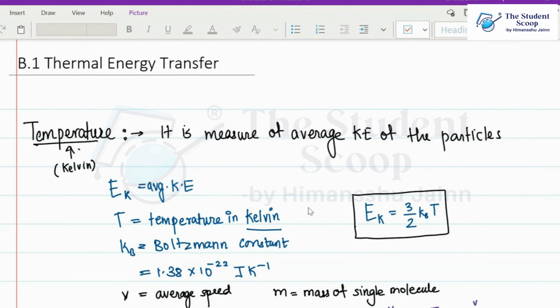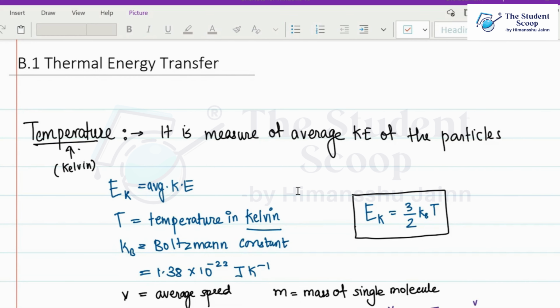Hello everyone. In this video, we are going to talk about B1, that is thermal energy transfer, and this will be a two-part video. In the first part, we will talk about some basics of temperature, heat, thermal energy, and how we transfer that heat to change the temperature or change the state of a system. And in the second part, we'll talk about methods of heat transfer like conduction, convection, radiation.